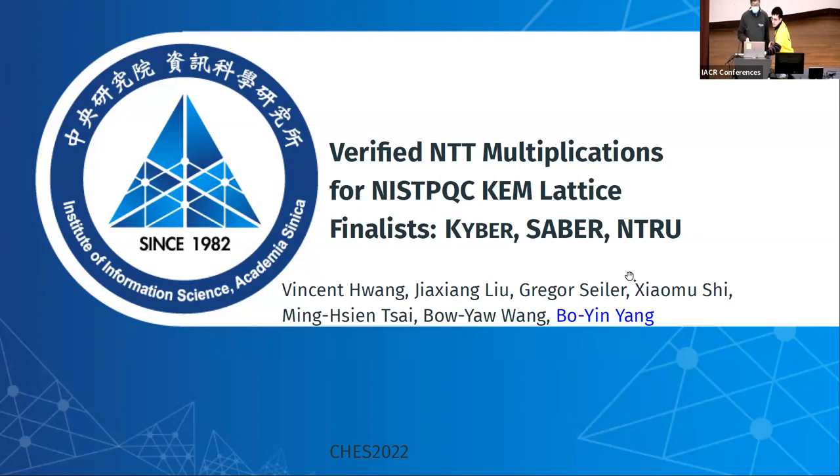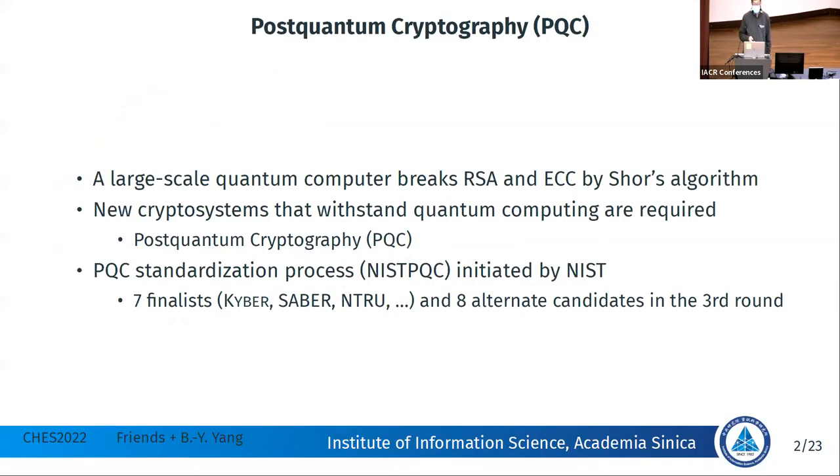Okay, so I'm the only obstacle between everybody here and lunch, so I'll try to keep this brief. We are talking about verified NTT multiplications, the optimized multiplication code that's used in Kyber, Saber, and NTRU, which are the NIST lattice finalists. I think it is well known by now that we need new cryptosystems that stand up to quantum computing, which are called post-quantum cryptography. NIST is running a standardization process that had 7 finalists and 8 alternates in the third round. The 3 lattice KEMs that are finalists are Kyber, Saber, and NTRU.